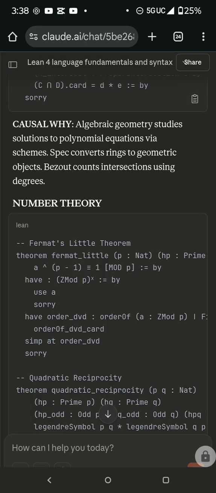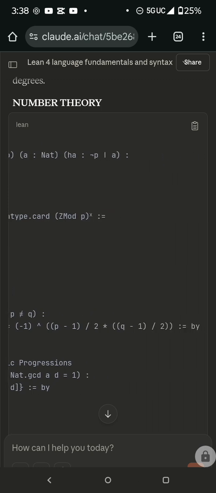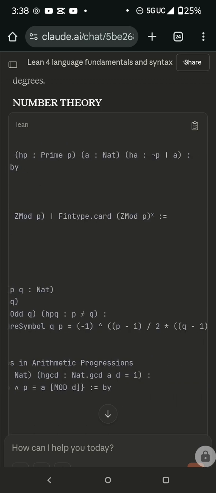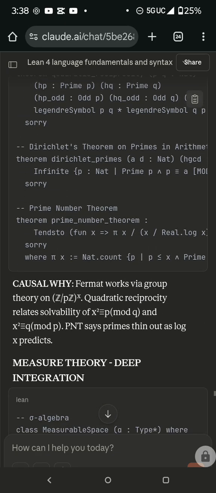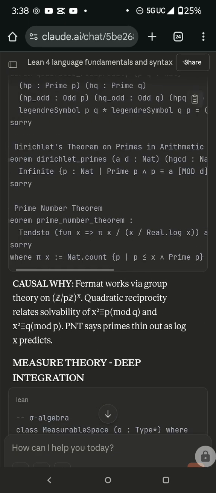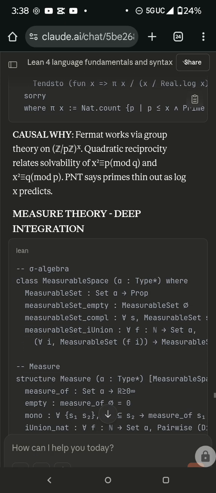Causal Y: algebraic geometry studies solutions to polynomial equations via schemes. Spec converts rings to geometric objects. Bezout counts intersections using degrees. Number theory: Fermat's Little Theorem, quadratic reciprocity, Dirichlet's theorem on primes, all is shown, or at least referencing them. The actual proofs aren't there, but whatever, prime number theorem, like that. Invoking that symbol, right? Interesting.